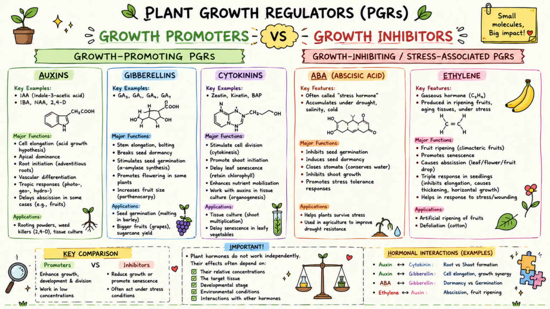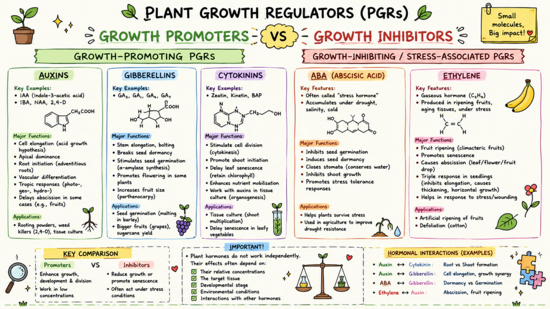Plant growth regulators control plant growth and development. Growth promoters are auxins, gibberellins, and cytokinins. Auxins help in cell elongation and root formation. Gibberellins increase stem length and help seeds germinate. Cytokinins promote cell division and delay aging.